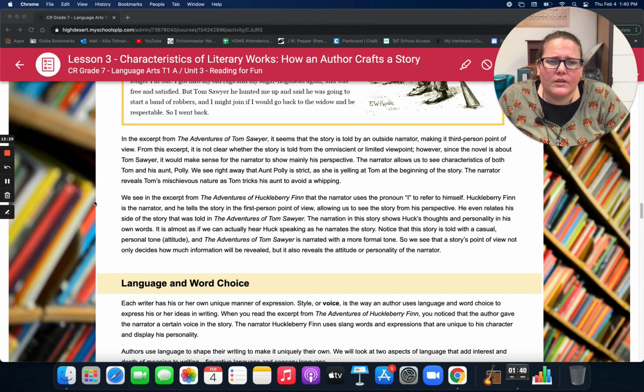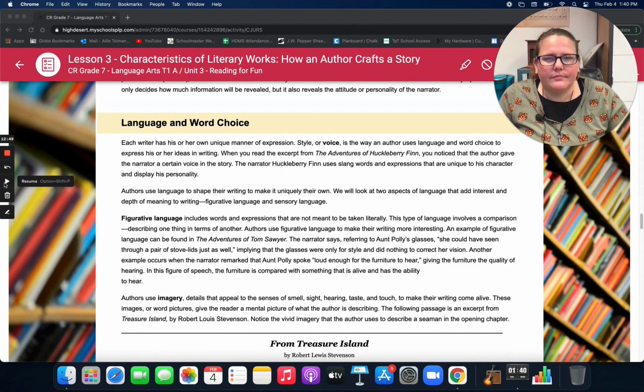Notice that the story is told with a casual, personal tone, or attitude, and The Adventures of Tom Sawyer is narrated with a more formal tone. So we see that a story's point of view not only decides how much information is revealed, but it also reveals the attitude or personality of the narrator.